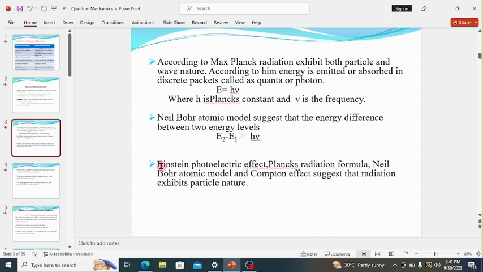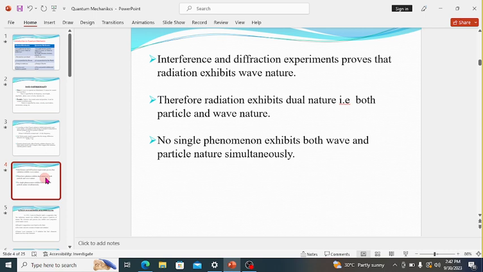That a wave has particle nature is proved by Einstein's photoelectric effect, Planck's radiation formula, Niels Bohr's atomic model, the Compton effect, and black body radiation. From this we have proved that a wave has particle nature. Next, the wave nature is proved by interference and diffraction experiments.